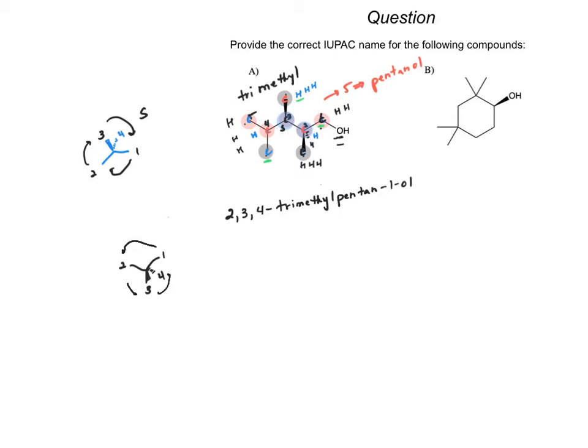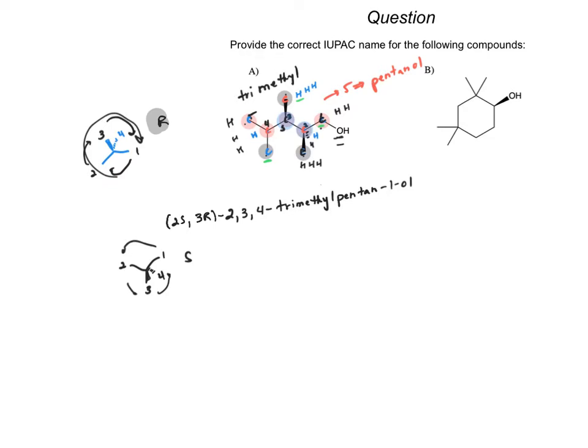Oh gosh, I do this all the time. This is counterclockwise, right? So this is S, but this motion is clockwise. So this is R. Oops, R. Okay, so then at the end, we're going to include that. We've got a 2S, and then we've got a 3R, dash 2,3,4-trimethylpentan-1-ol.